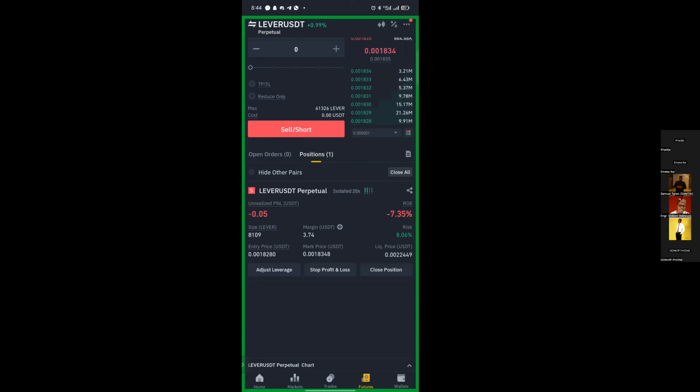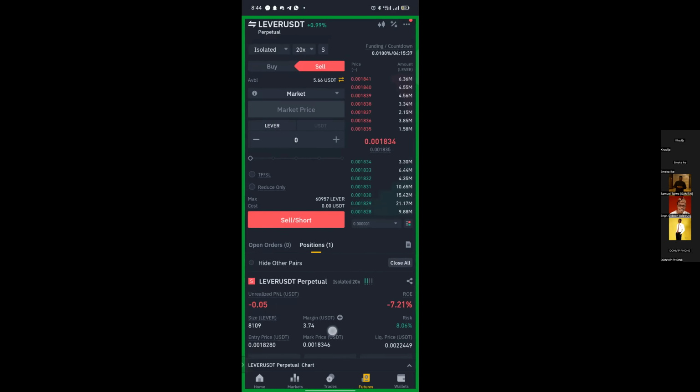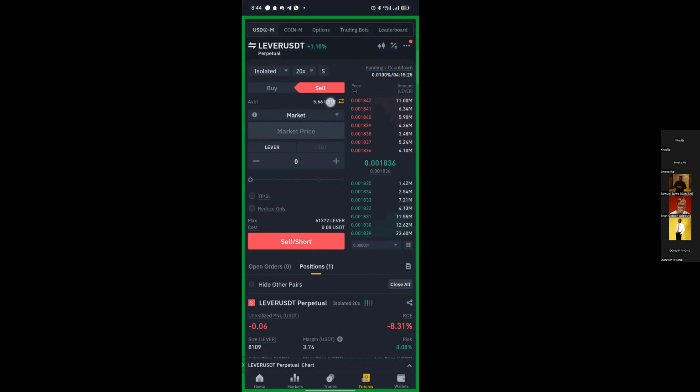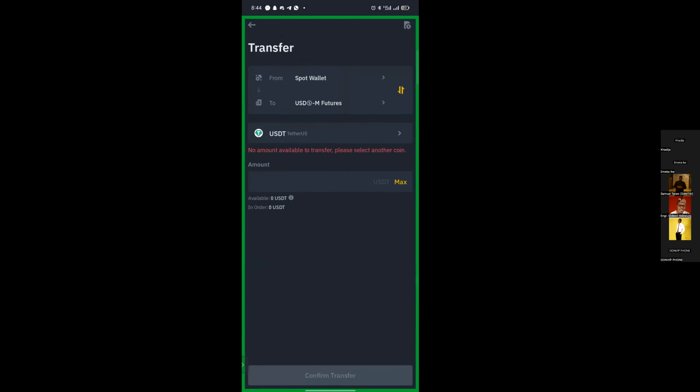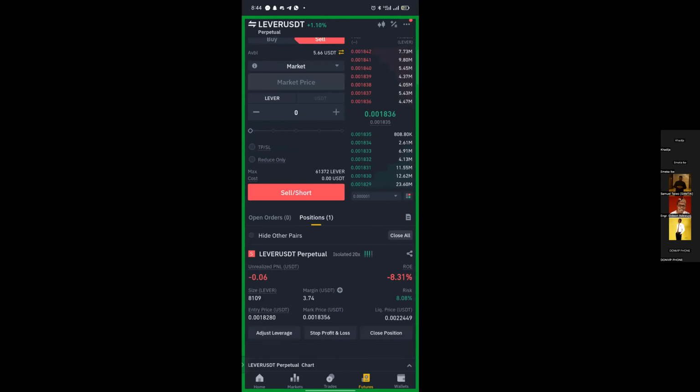Now I've isolated this margin from my available. So this $5 has nothing to do with this trade. If the market eventually, let's say peradventure, hits my stop loss, my liquidation price, I will lose the whole of this $3.74. That's what I will lose. It will not affect my available. It will not affect it because I isolated. I'm using isolated margin mode.